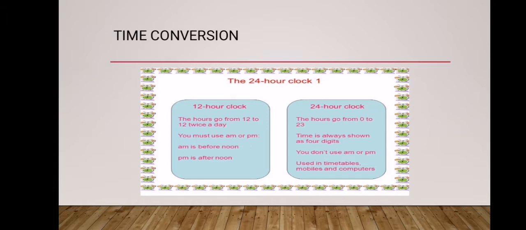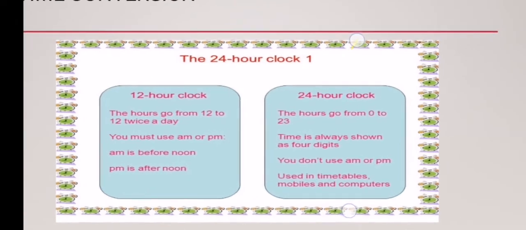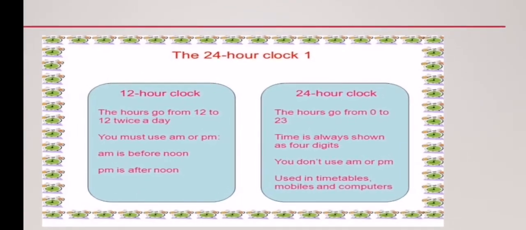We know how to convert time from 12-hour clock to 24-hour clock and vice versa. Before we move on to some examples, let's look at this slide. You can see here on 12-hour clock that hours go from 12 to 12 twice a day, and we have to use AM or PM. AM is used before noon and PM is used after noon timing. On 24-hour clock, the hours go from 0 to 23 and time is always shown as 4 digits, and we do not use AM or PM on that clock.